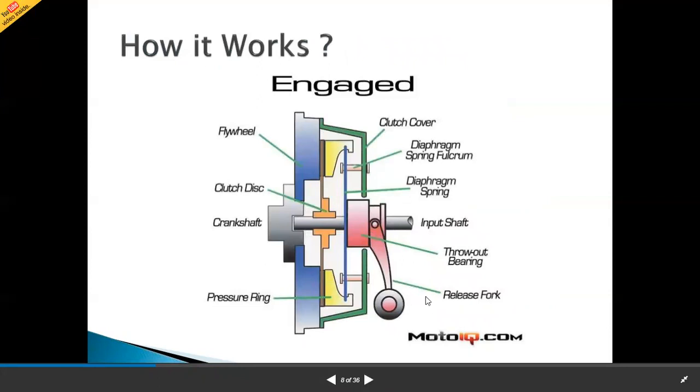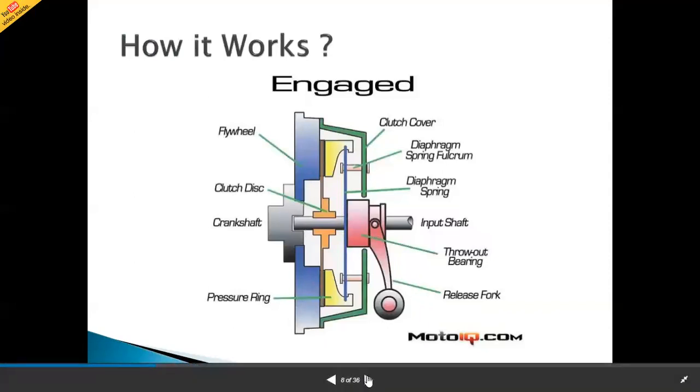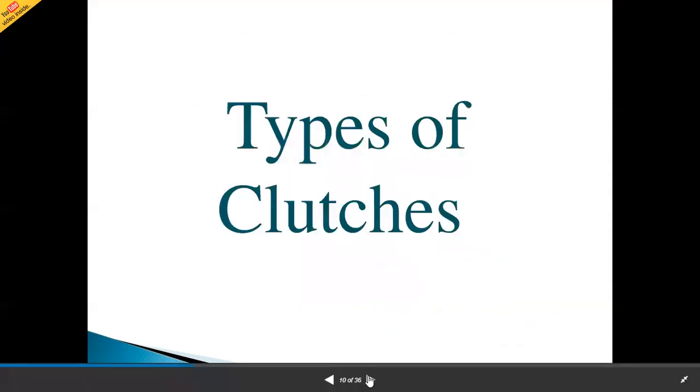How it works: when we press this foot pedal, then the clutch is in active mode, and here we are able to change the speed, or we are able to change the gear. This is the disengaged condition. If we see here, this is the pressure plate which is not in contact with this flywheel.